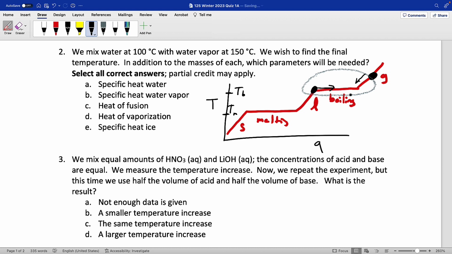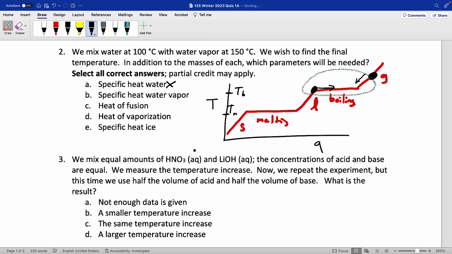So we don't use the specific heat of water once we get to 100 degrees. We can only use that if we want to heat water to some temperature between 0 and 100. Once you get to 100, you're done with that term. So we're already at 100, we don't need the specific heat of water. So let's cross that off.